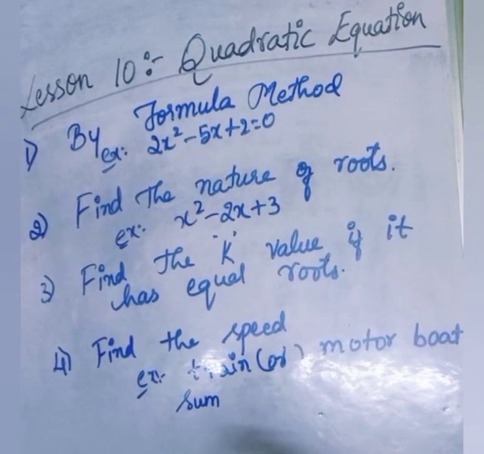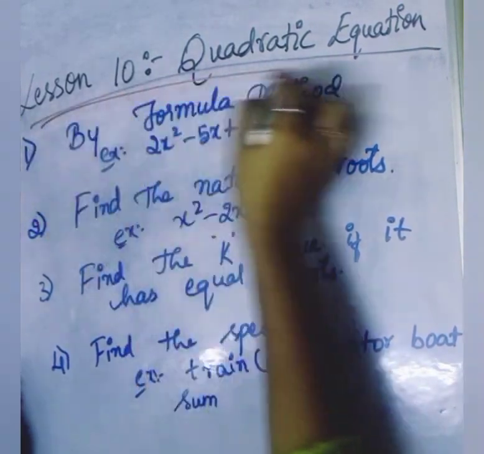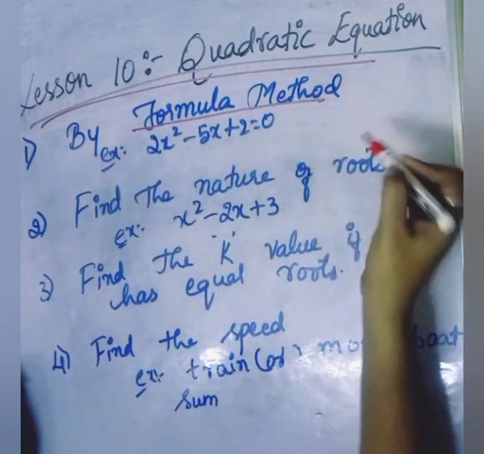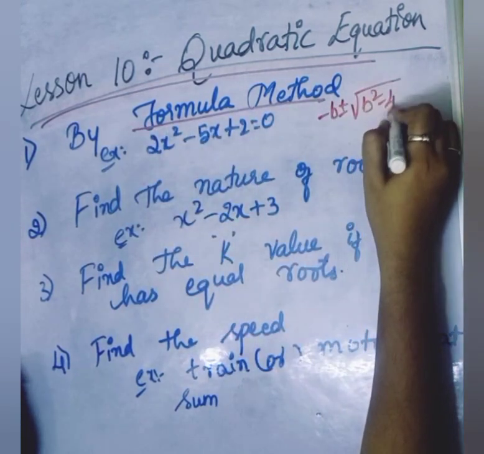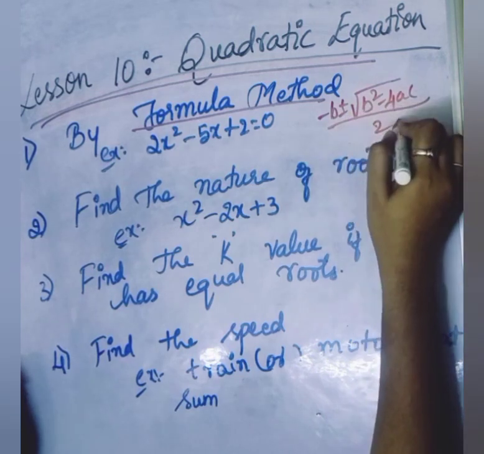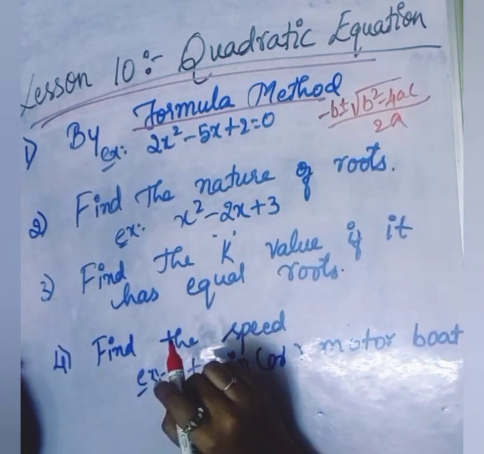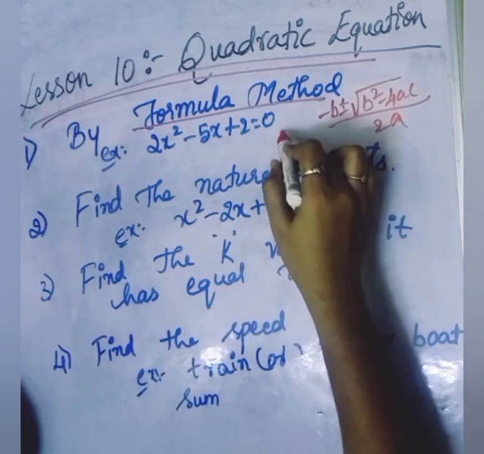So questions like that are confirmly going to come for this exam. Lesson number 10, quadratic equations. In that, one question confirmly based on the formula, that is minus b plus or minus square root of b square minus 4ac, divided by 2a. In that, one problem is going to come because it's a 2 marks question.